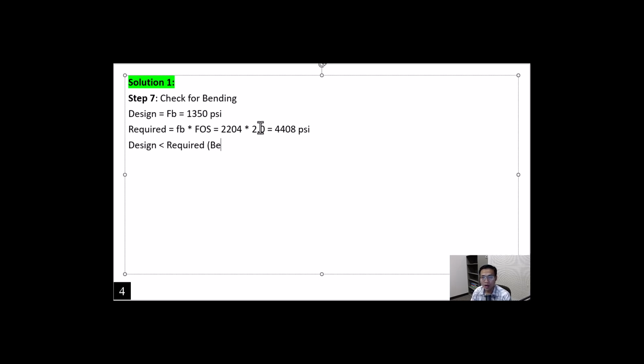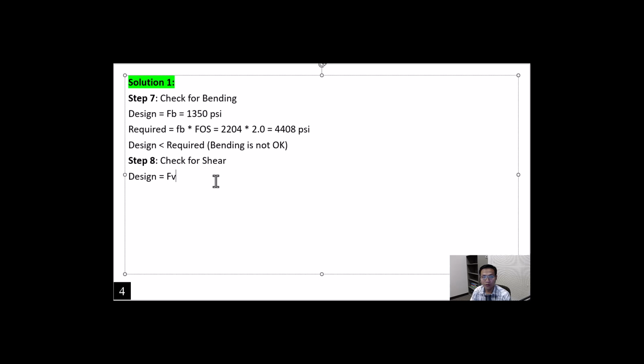So this one, bending, is not okay. Step 8, check for shear. Normally, if we check for bending and that is not okay, we don't have to check for shear. We just redesign that one. But I just want to complete the whole problem of the steps so you can see everything here.